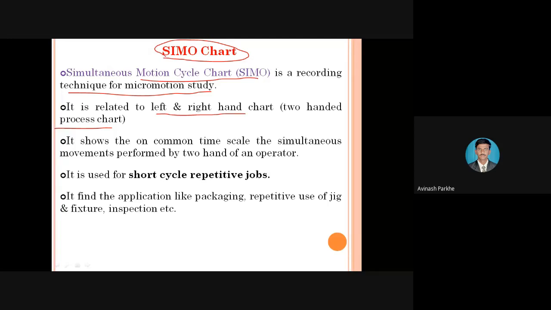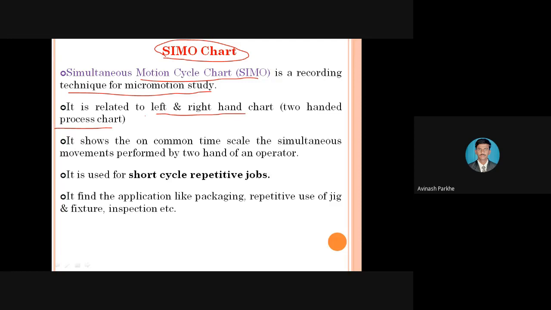But in the micro motion study concept, whatever small movements are taking place, it is a short cycle, maybe your object will be completed in 5 to 10 minutes. So during that 5 to 10 minutes, whatever small movements are taking place by the left hand and by the right hand can be recorded by using the micro motion study. At that time the utilization of the left hand and the right hand is taking place. So in the micro motion study concept also, this Simo chart represents the two-handed process chart.